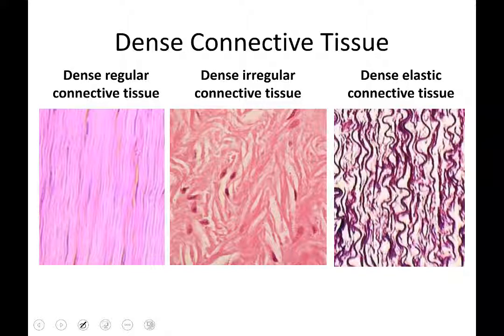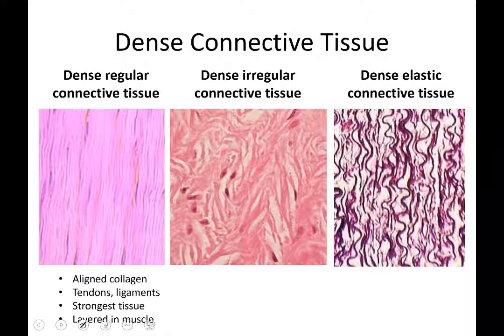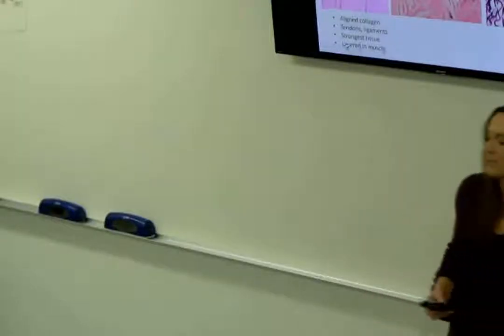There is dense regular, and it's regular because notice how everything's stacked up. Dense regular connective tissue is going to be aligned collagen. That means they're lined up, packaged nicely. So this actually is the strongest connective tissue type.